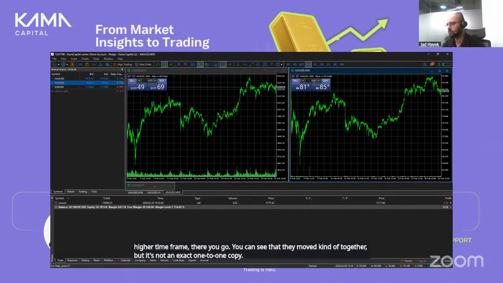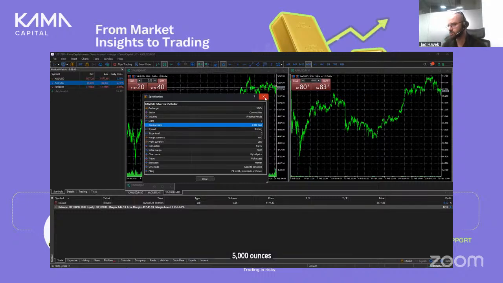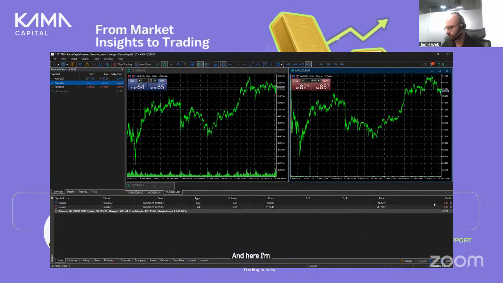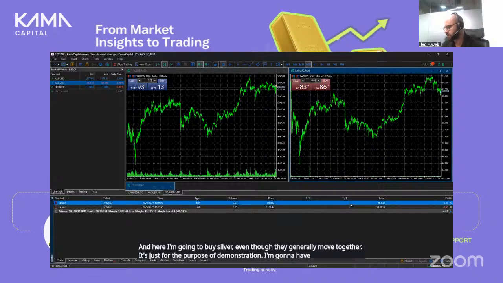So what I'm going to do on silver, because the contract size of silver has 5,000 ounces in it, I'm just going to go with a 0.01 position. Again, I'm being very conservative. And here I'm going to buy silver, even though they generally move together. It's just for the purpose of demonstration. I'm going to have these positions.